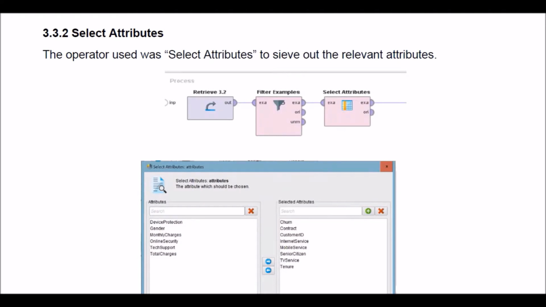For the next 3 attributes, we have internet service, mobile service, and TV service. Customers who are subscribed to the internet service have access to subscribe to the other services, such as cable TV services, device protection, and online security. This is exclusive of mobile services.